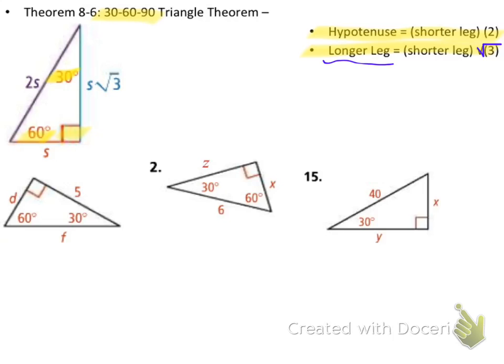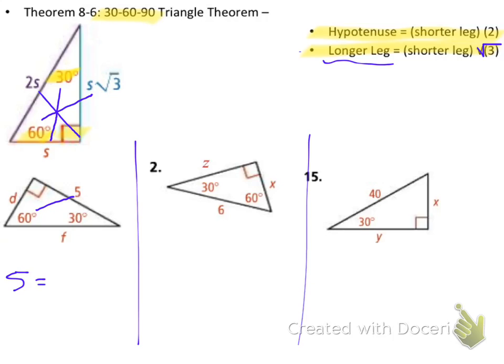So I'm going to set this up on the bottom of this first problem. They give me 5, and the way they order these, the shorter leg is always across from the 30-degree angle, the longer leg is always across from the 60, and my hypotenuse is always across from my 90-degree angle. Since the 5 is across from the 60-degree angle, that's going to be my longer leg. So I'm going to use the bottom equation. I'm going to say 5 is equal to my shorter leg, which is across from the 30, my d, multiplied by the square root of 3.